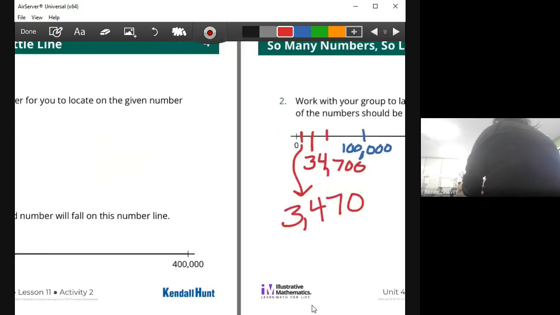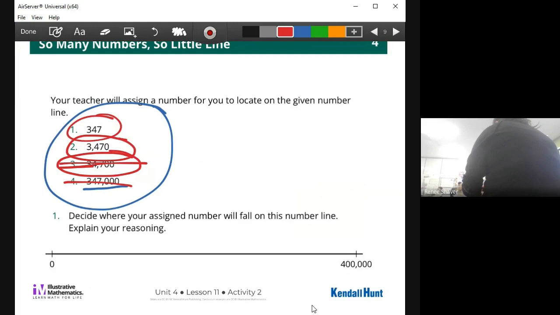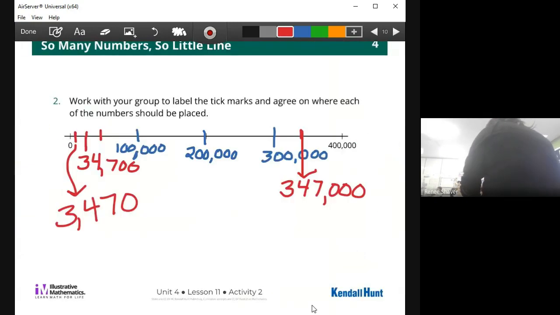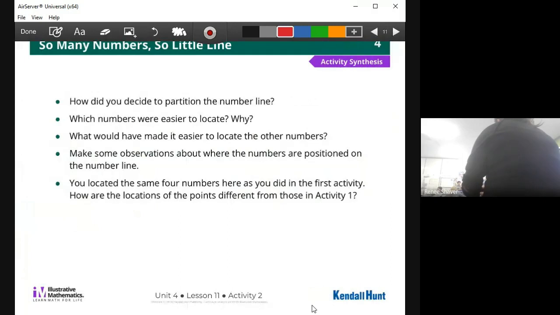And finally, guys, that leaves us with 347. So it's probably going to be right next to that 0, right? A little to the right of the 0. Okay. I think that's what they wanted you to do.